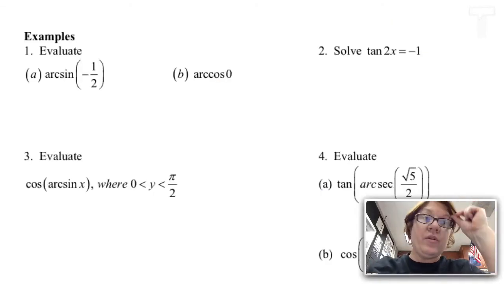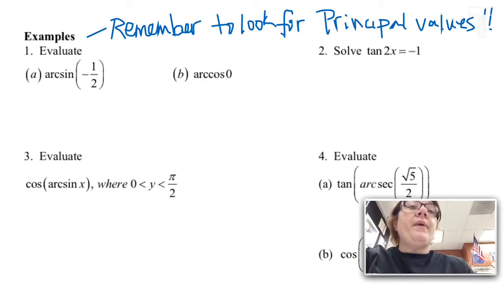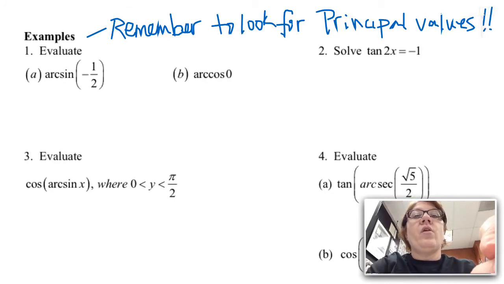So these next ones are just pre-calc problems to get your brain thinking about the inverse trig functions. And I want you to note, remember to look for principal values for these answers. So now I'm looking for an angle whose sine is -1/2. And remember, it has to be between -π/2 and +π/2, because that's the range.